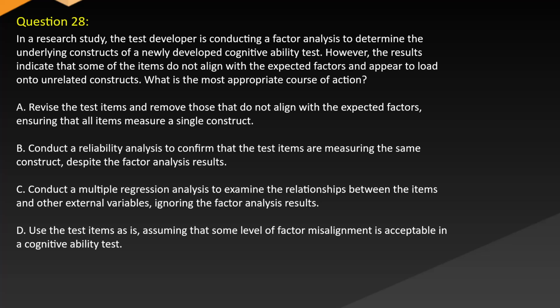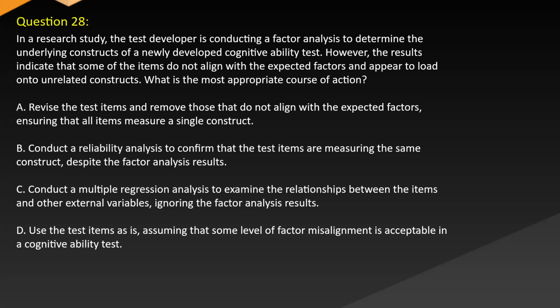However, the results indicate that some of the items do not align with the expected factors and appear to load onto unrelated constructs. What is the most appropriate course of action? A. Revise the test items and remove those that do not align with the expected factors, ensuring that all items measure a single construct. B. Conduct a reliability analysis to confirm that the test items are measuring the same construct despite the factor analysis results.